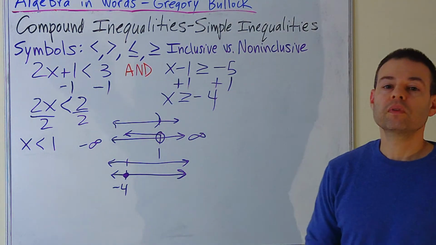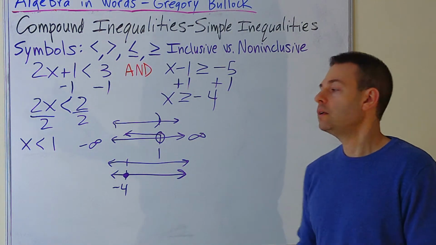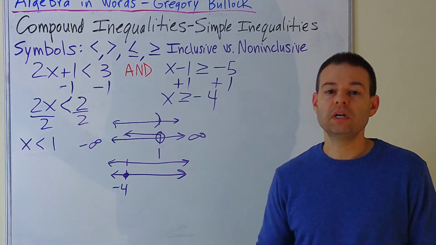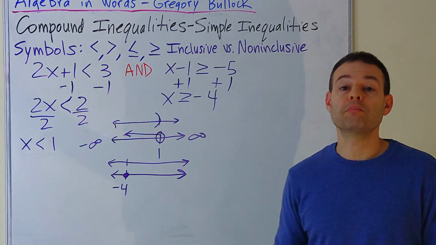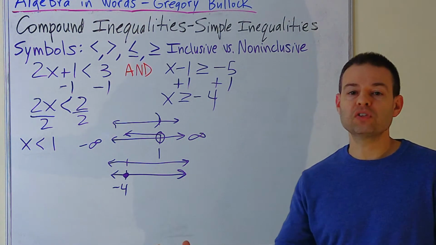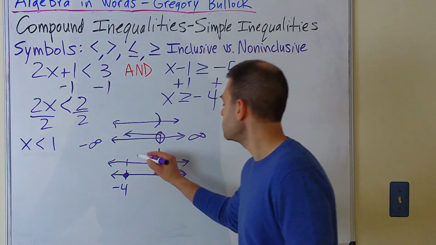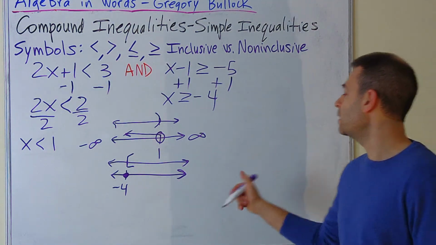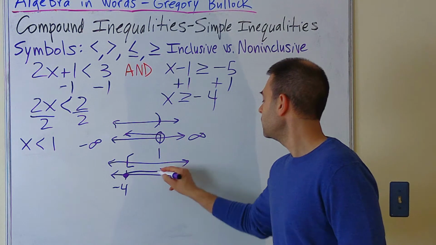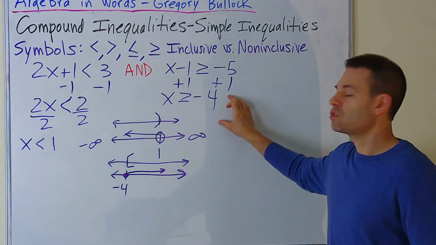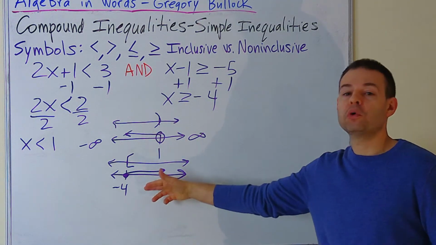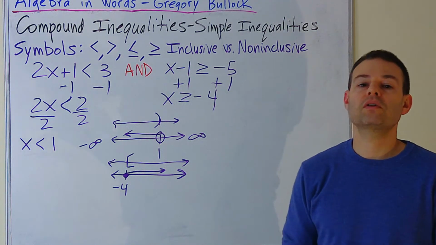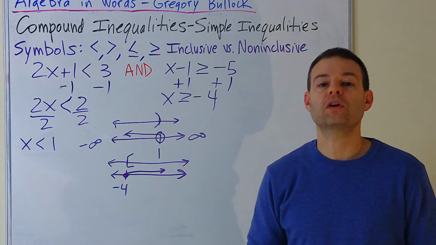Negative 4. The other way to draw an inclusive symbol is by using an open bracket that's open towards the direction of the values. So in that case, we're going to draw an open bracket open to the right to indicate that the values for x for this simple inequality include negative 4 and everything greater than negative 4. Okay, so there's our little review on simple inequalities.